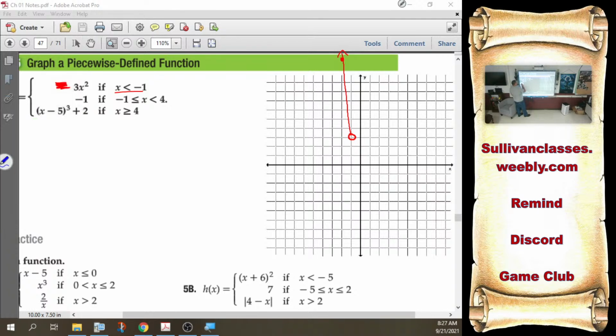Okay. What's that graph look like? Don't overthink it. It's just a horizontal line at negative 1. But I only care about it from negative 1, closed circle, or equal to 4. 1, 2, 3, 4. Open circle. And then I get rid of the rest.